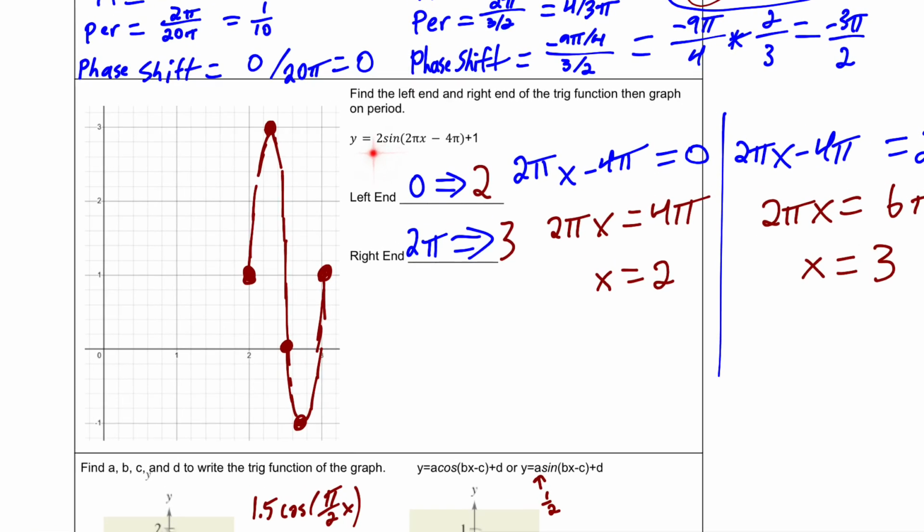We have a vertical stretch of 2, and we're moving up 1. So that's why our highest point is at 3, our lowest point is at -1, and here are the starting points, which we calculated using this.